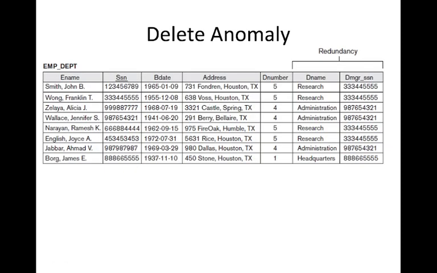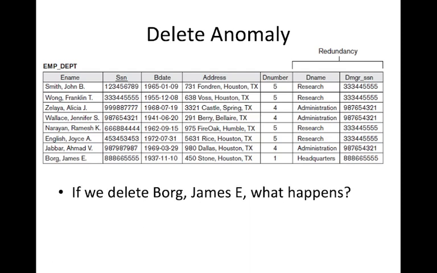Then the second type of anomaly is a delete anomaly. So we will take the same example, the EMP_DEPT table, and we have seen that these two columns are redundant information. So, deletion anomaly. What happens if we want to delete Bo James E.? So we have Bo James E. If we see this, he is in department number 1, which is the headquarters department.